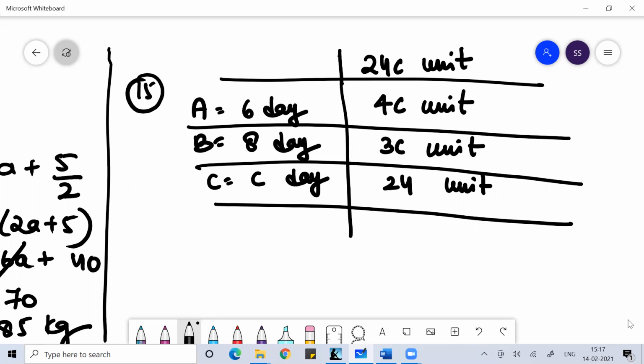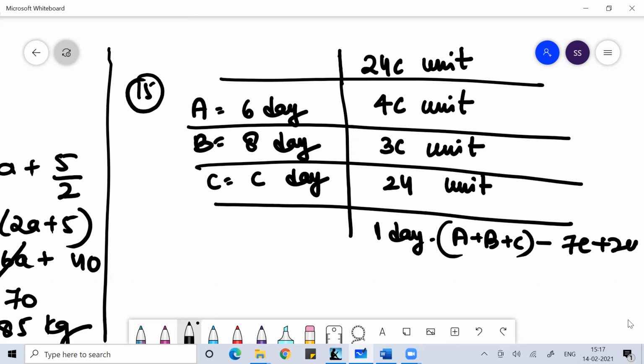Okay, so if the total work is the LCM of 6, 8, and C, let's define the work as the LCM of 6, 8, and C. So then the work would be 24C. Every day A is doing 4C units of work, B is doing 3C units of work, and C is doing 24 units of work. So in one day, how many units of work are A, B, and C doing? That is equal to 7C plus 24, and they complete the work in 3 days.